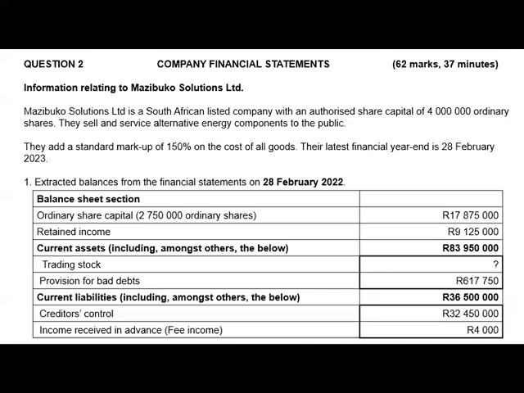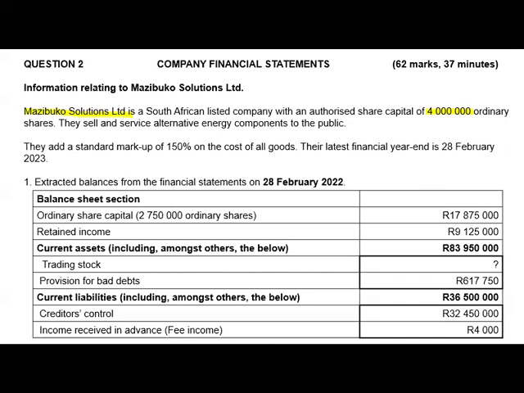And Mazibuko Solutions Limited is a South African listed company with authorized share capital of 4 million. Normally, that information, I will write it in my ordinary share capital note. And under authorized shares, it doesn't have a rand value. This is the maximum number of shares that can be issued.